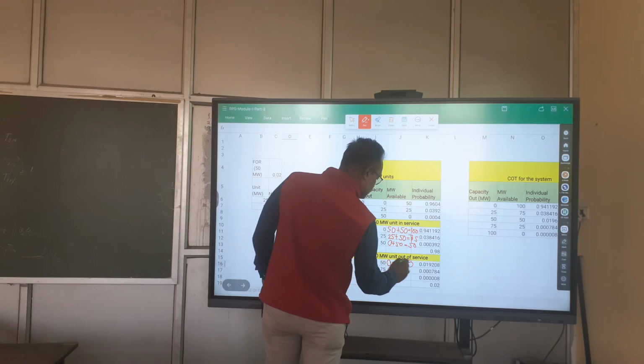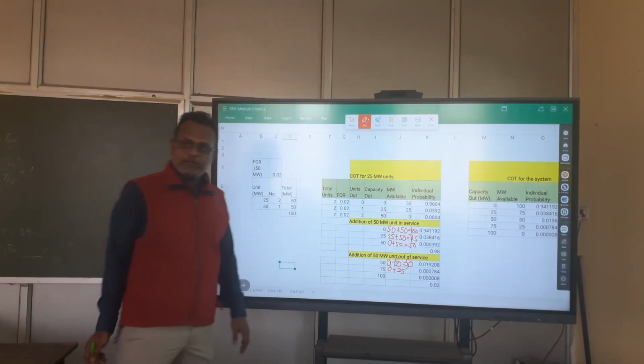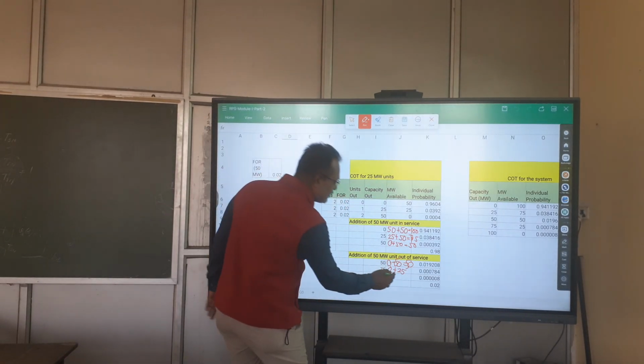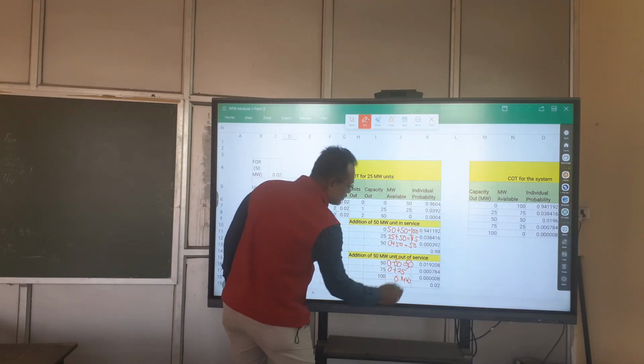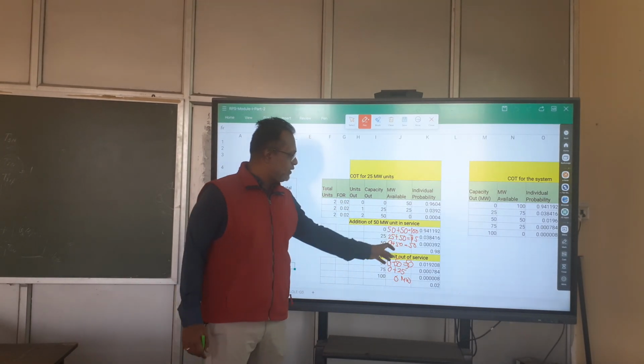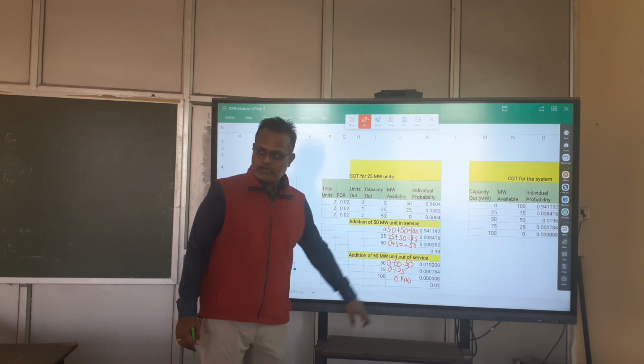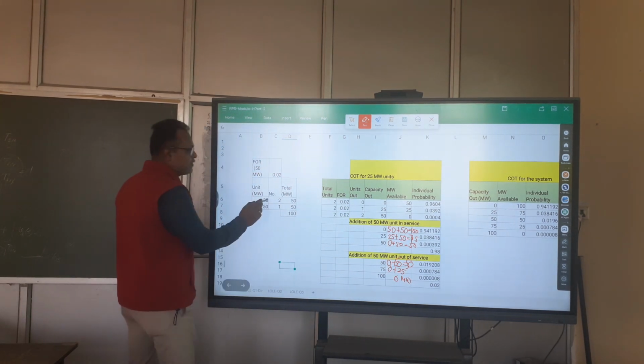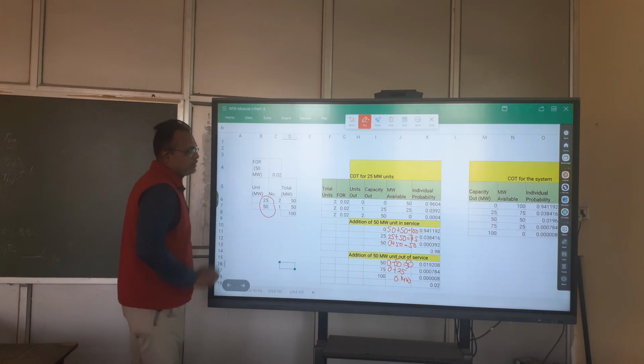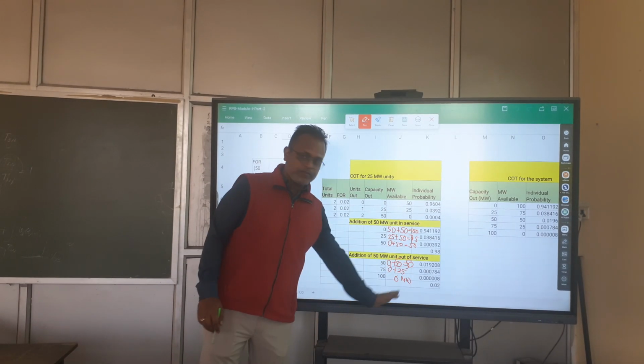Yes, it is 50 megawatt. Very good. Yes, it is 50 megawatt. The 50 megawatt is 25 megawatt and this is 0 megawatt. Okay. So total should add up to 100. Because the capacity of the system is 100 megawatt, so total in the end should add up to 100.